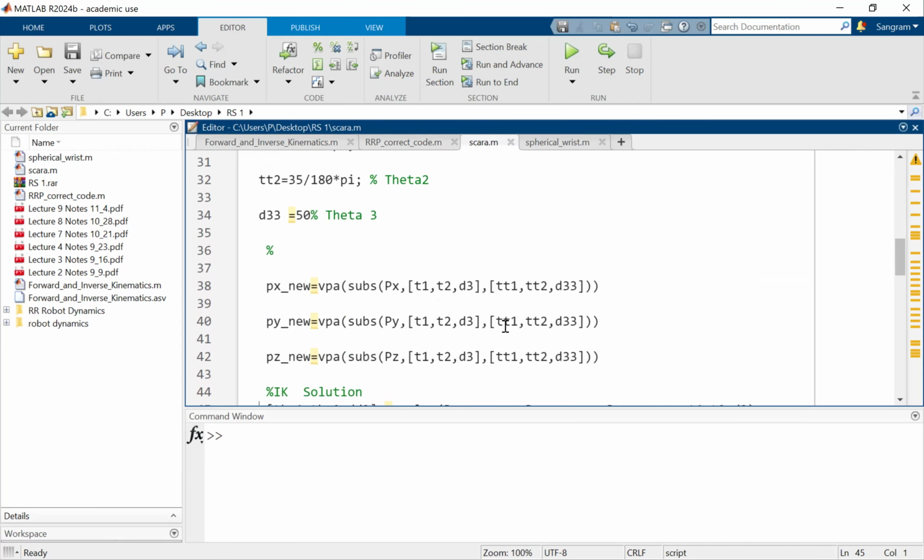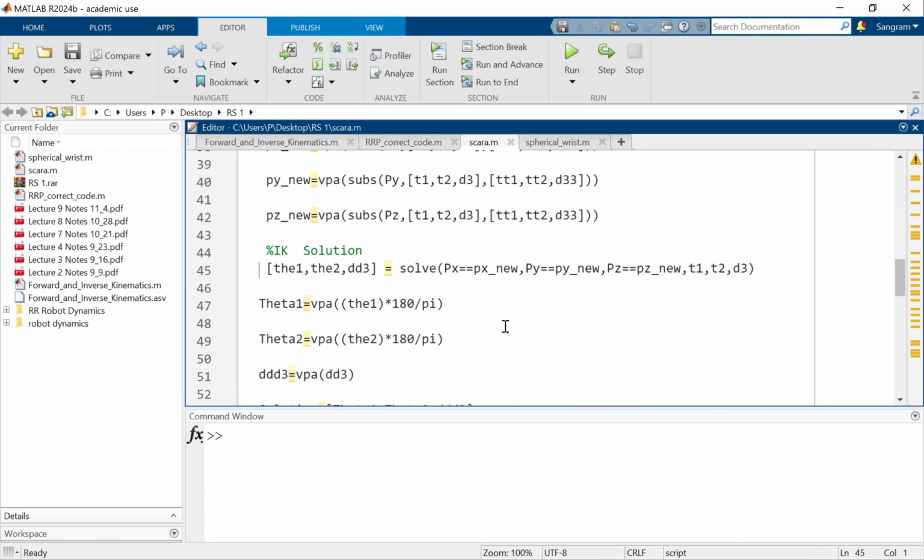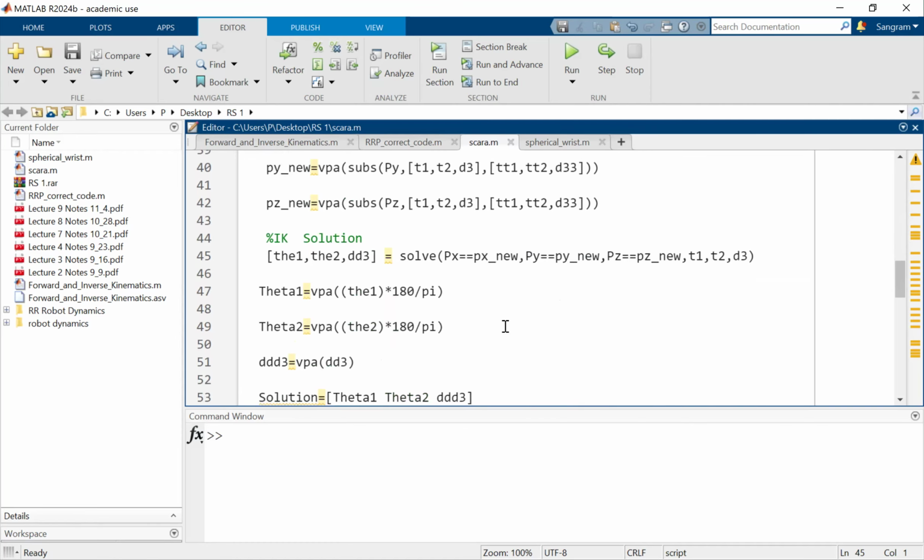Now, I want to show you what I have done. This is the mistake I deliberately made. Here I'm trying to find the inverse kinematic solution for theta 1, theta 2, and d3 by supplying Px, Py, and Pz. But remember, in the discussion, I said d3 does not depend upon theta 1 and theta 2. It's a very simple substitution.